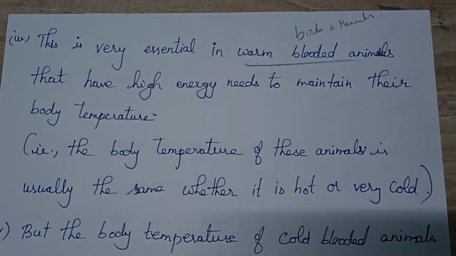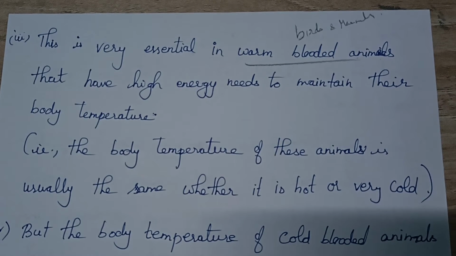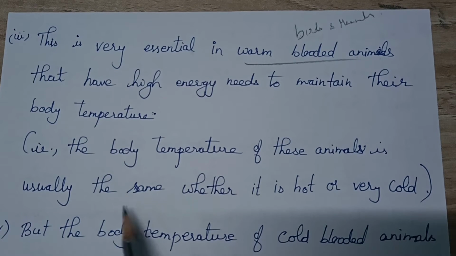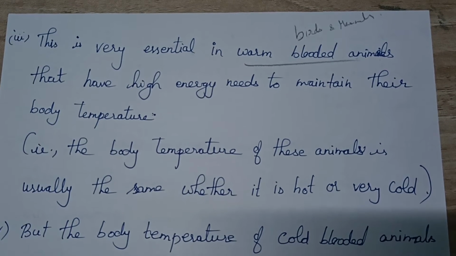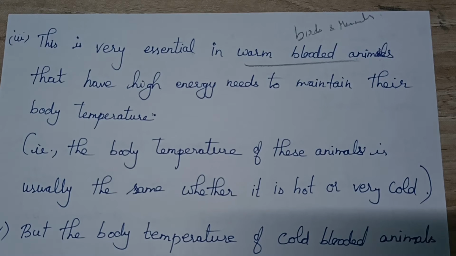You know, our body has some temperature, right? The normal body temperature is 37 degrees Celsius. The body temperature of these animals is usually the same whether it is hot or cold. Whether the environmental condition is cold or hot, our body will maintain its own temperature. Always it is plus or minus 1 degree Celsius, the normal range is 37 degrees Celsius. That is called warm blooded animals.